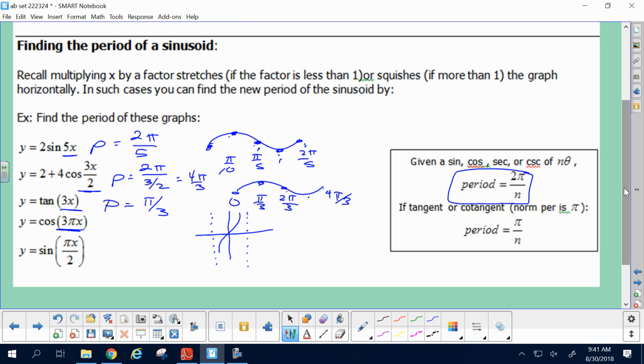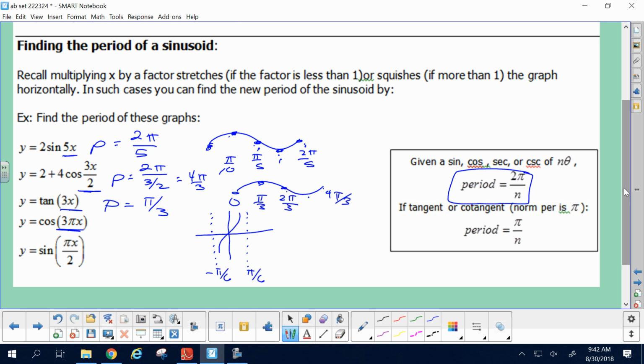Now, if this is a total of pi over 3, then how wide is it on each side? Half, pi over 6, right? So it would go from negative pi over 6 to pi over 6. That's a total wavelength of pi over 3. We're good. So what scale would you use?